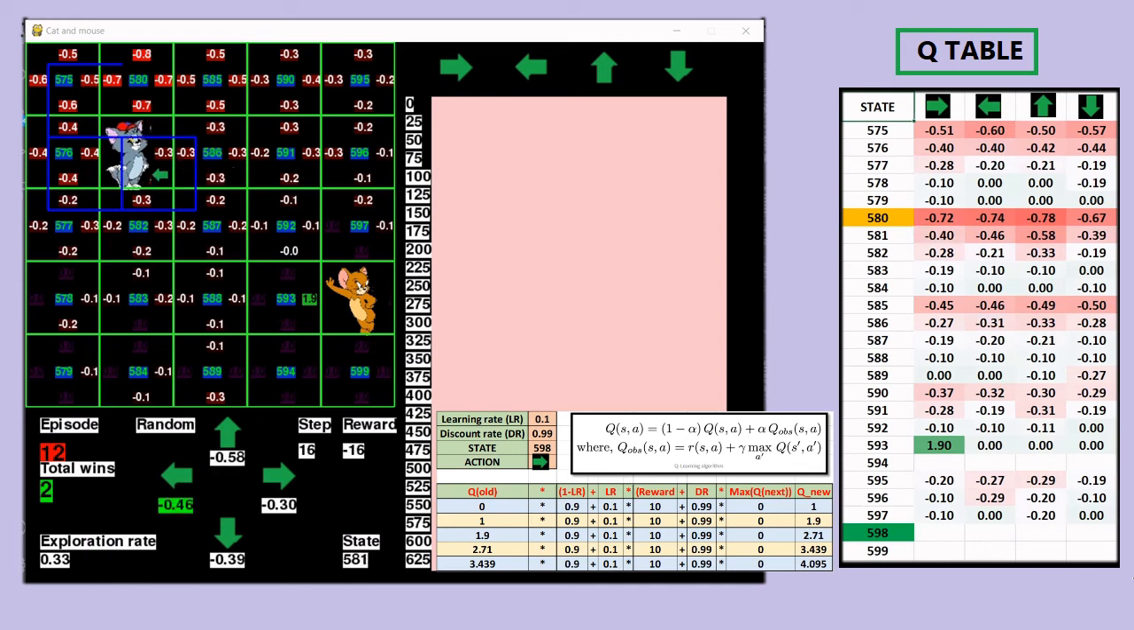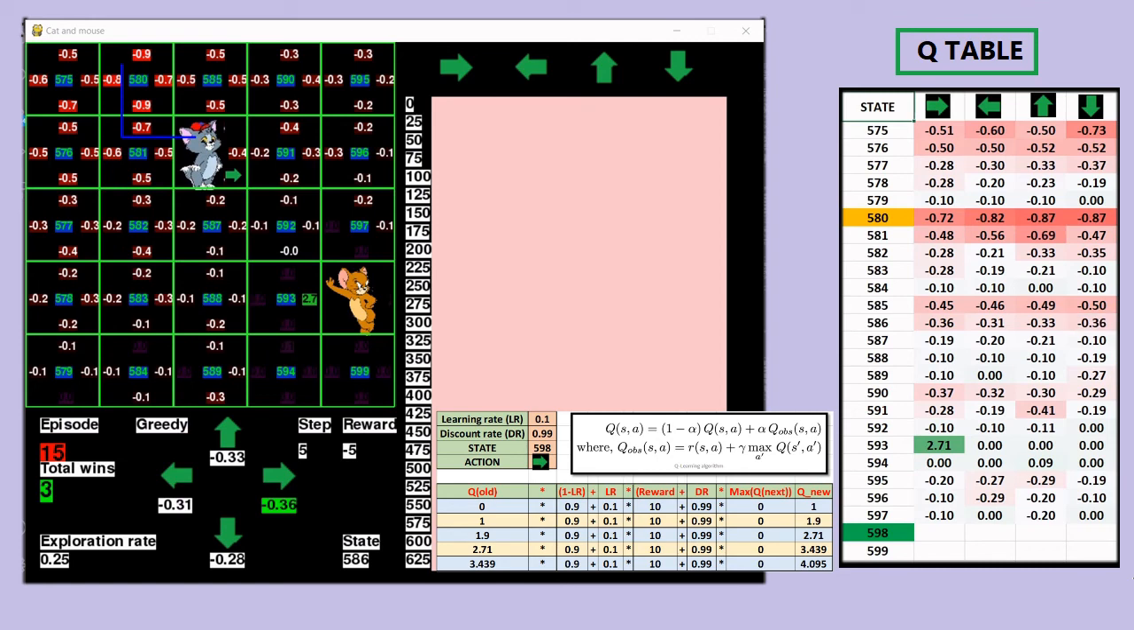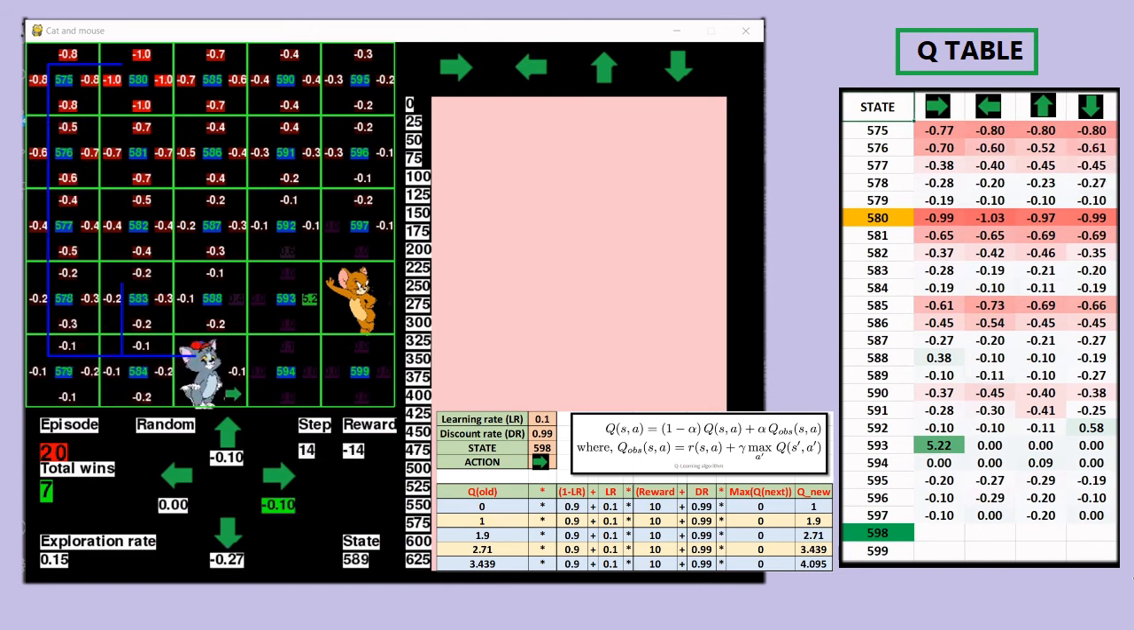Remember this equation? This is what is used to update the Q values for every state action pair. Learning rate alpha here is 0.1 and the discount rate gamma is set to 0.99. You can notice that the Q value for right action from state 593 would keep increasing until it reaches 10. This would be true for all the states adjacent to the terminal states, namely 597, 592, 593, 594 and 599. This is because taking an action towards the terminal state from these states gives a reward of plus 10.